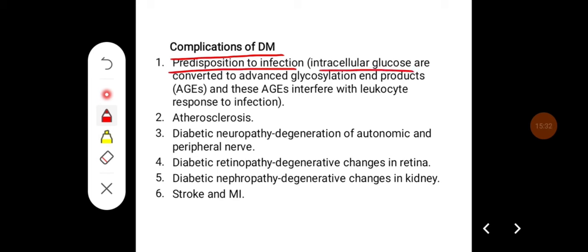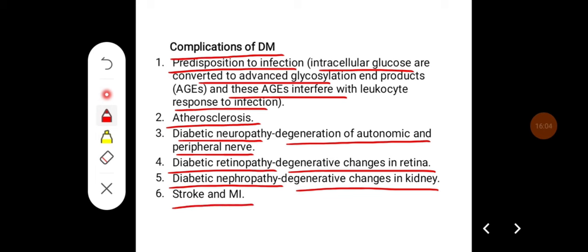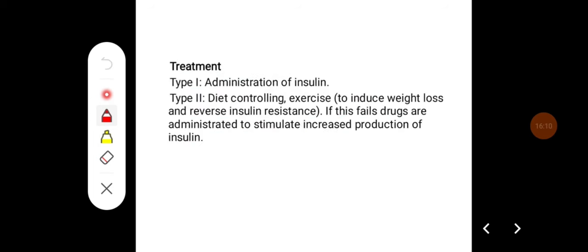That is, intracellular glucose is converted to advanced glycosylation end products, and these end products interfere with leukocyte response to infection. They also lead to atherosclerosis. They lead to diabetic neuropathy, causing degeneration of autonomic and peripheral nerves. They cause diabetic retinopathy, where you can see degenerative changes in the retina. There can be diabetic nephropathy, which leads to degenerative changes in the kidney. It can also lead to end organ damage like stroke and myocardial infarction.